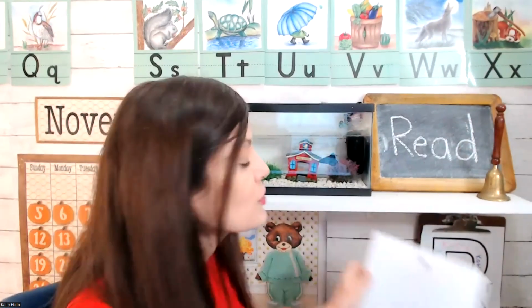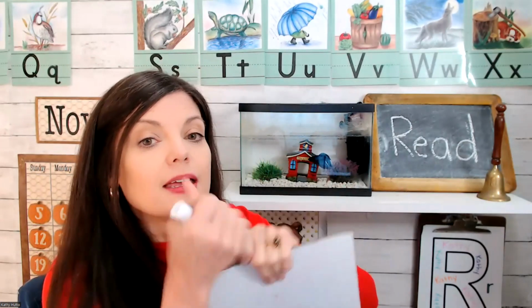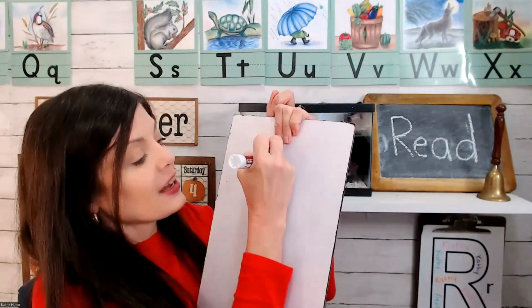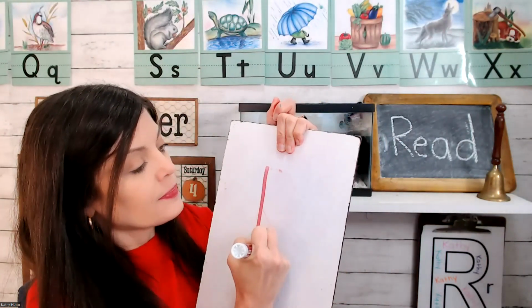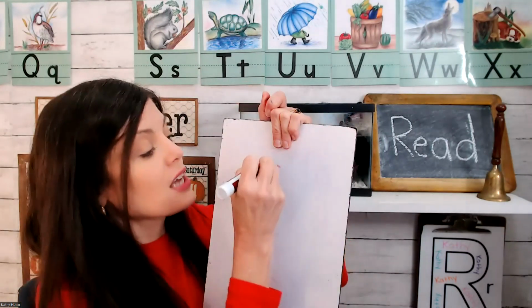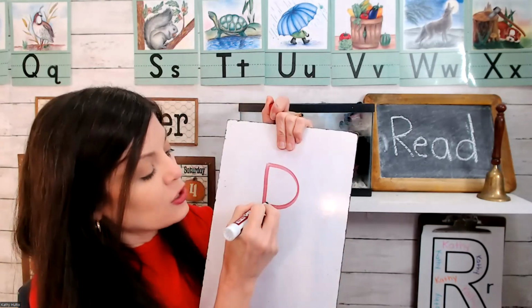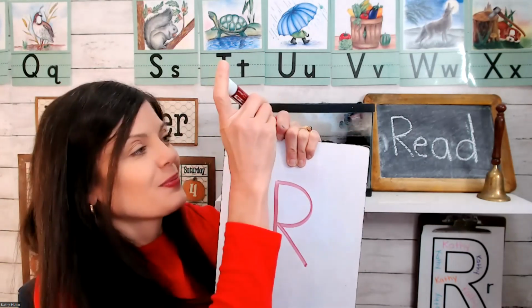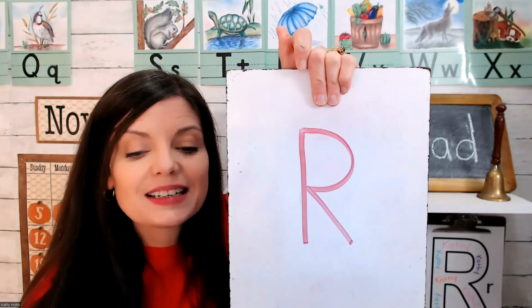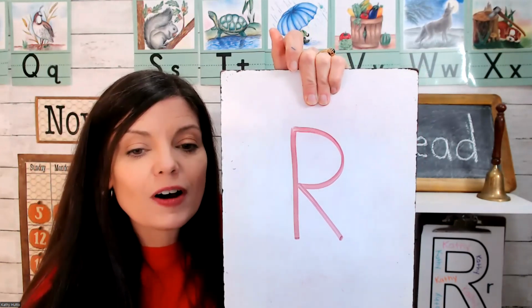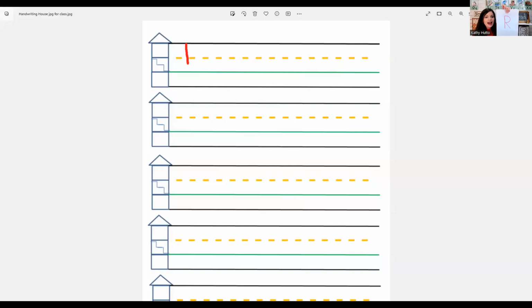Now let me show you how to write letter R. You're going to make a line that goes straight down, and then you're going to go back to the top and curve around from the top to the middle, and then you're going to slide down. So let's practice writing the big letter R. Make a line that goes down, then curve around and slide down.